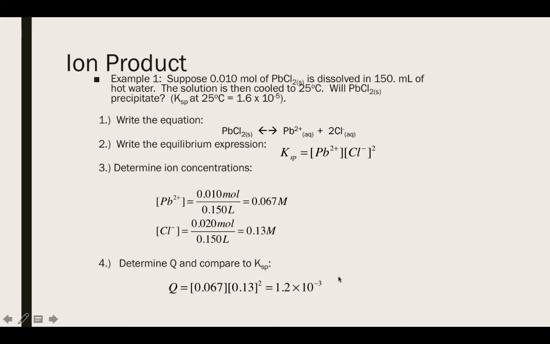Here we find that Q is equal to 1.2 times 10 to the negative third. Compare this to our K value, and we find that Q is greater than K, which means at this new cooler temperature, the ion concentrations are too high, so some precipitation must occur. The reaction must proceed in the reverse direction.